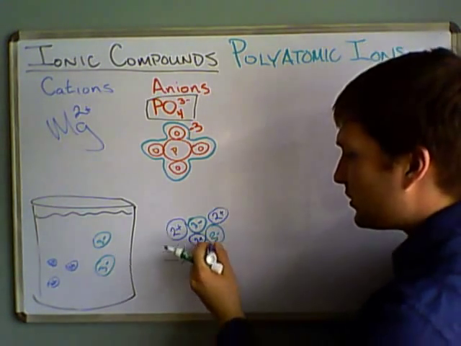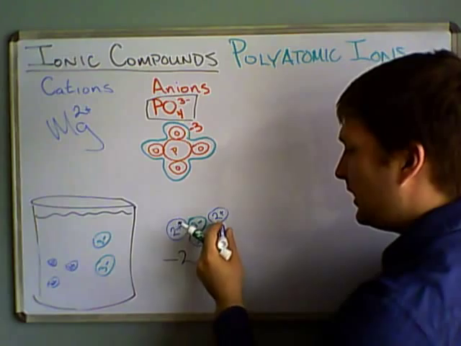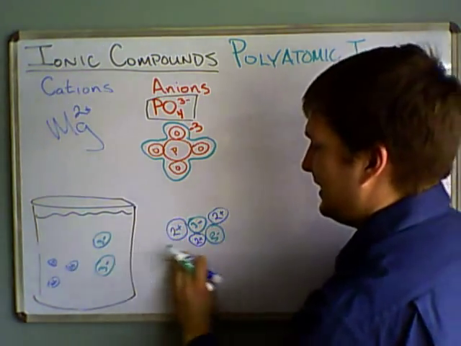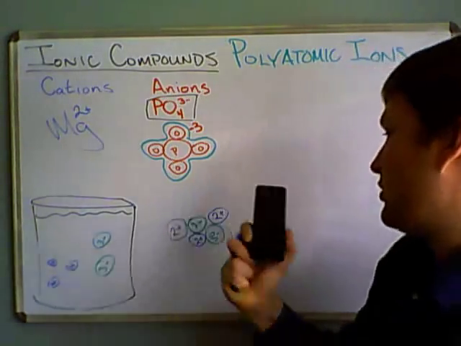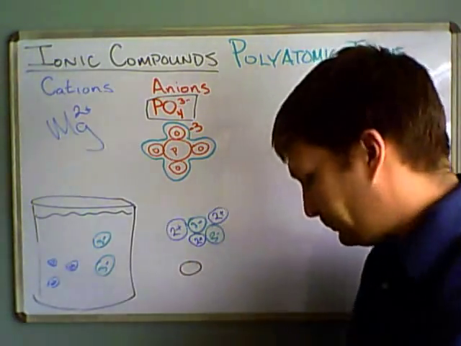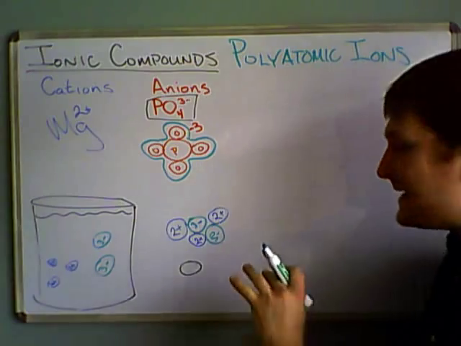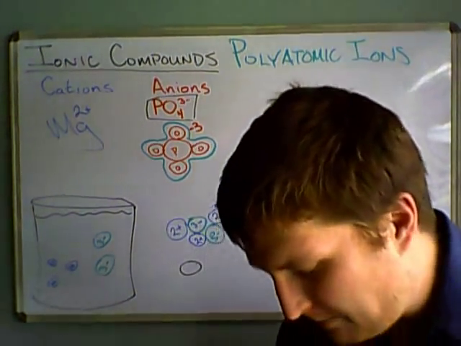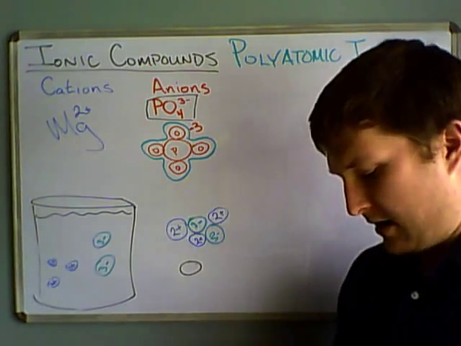And now what's our total charge? Okay, well, we have -6 and then +2, 4, 6. Now our total charge is 0. And now this entire thing behaves as one unit. So how are we going to write that? How are we going to write a formula for that?